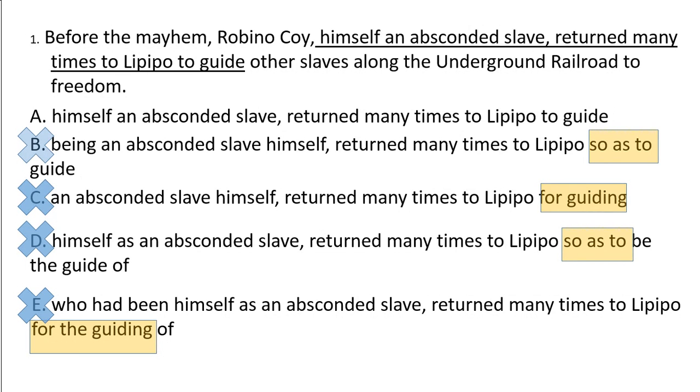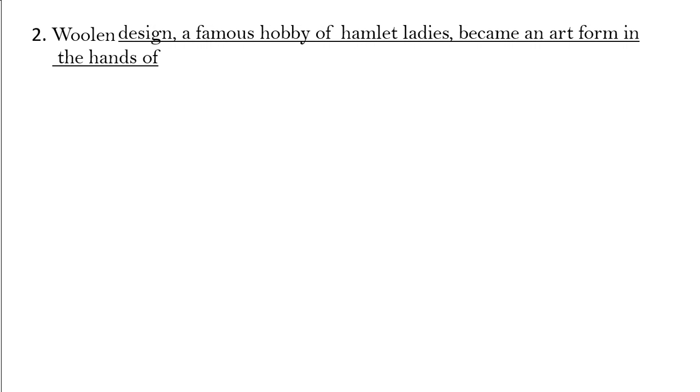Now we will talk about question number 2. Woolen design, a famous hobby of Hamlet ladies, became an art form in the hands of Sokiko Garan, a reformer war heroine. Here, a famous hobby of Hamlet ladies is modifying woolen design. Woolen design became an art form in the hands of Sokiko Garan, a reformer. All right, everything is fine here.